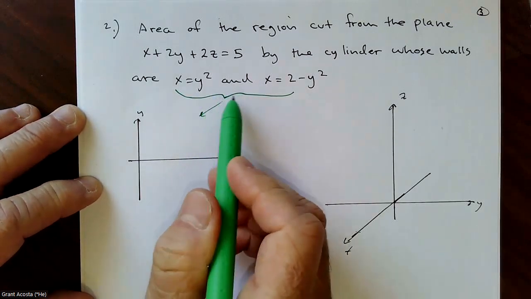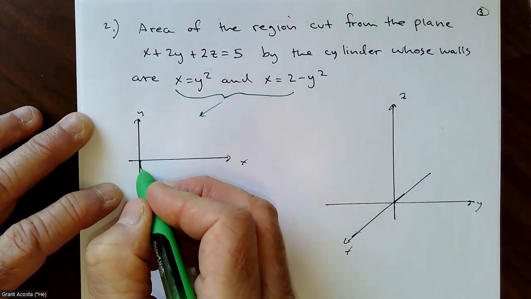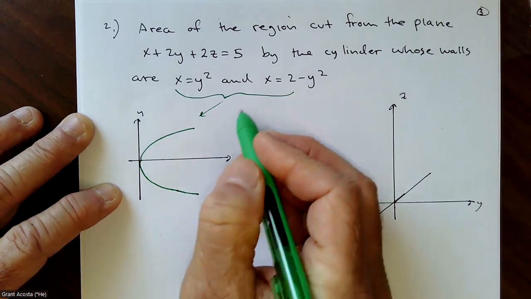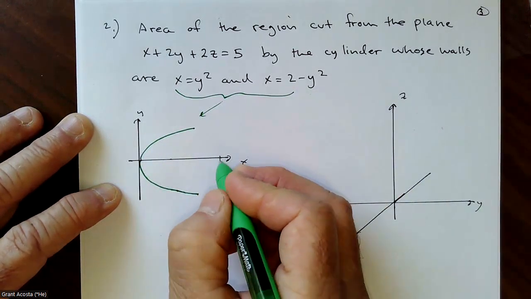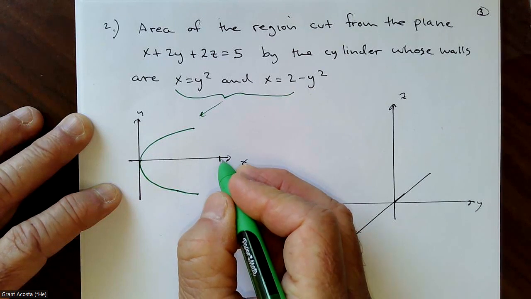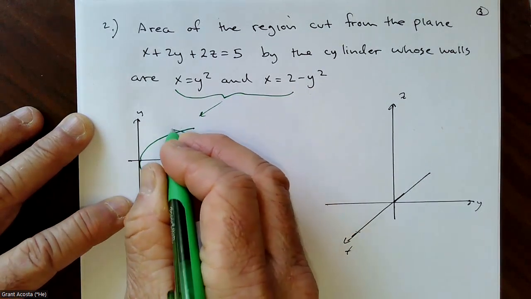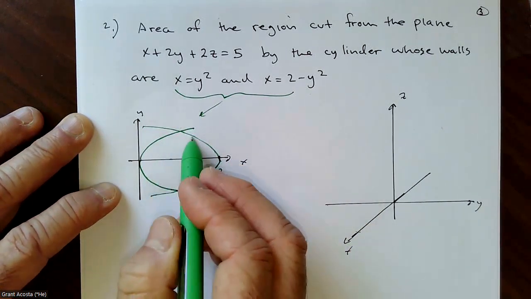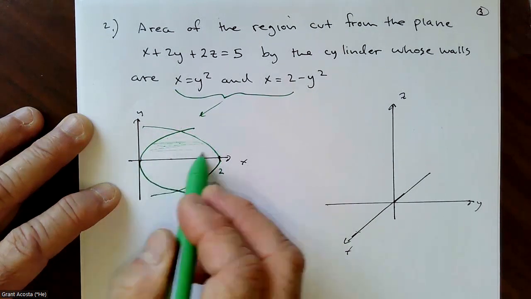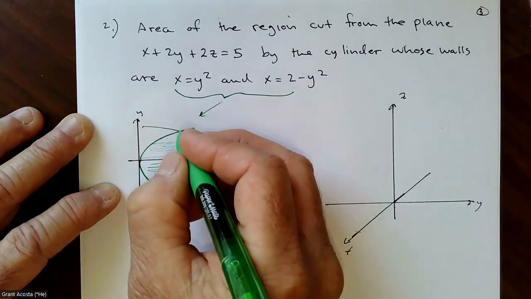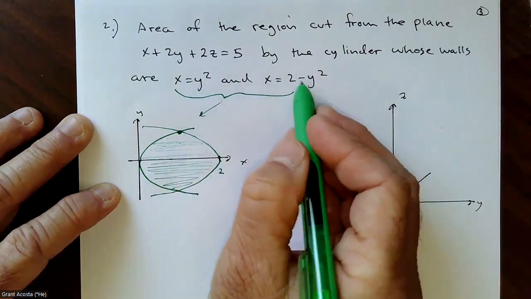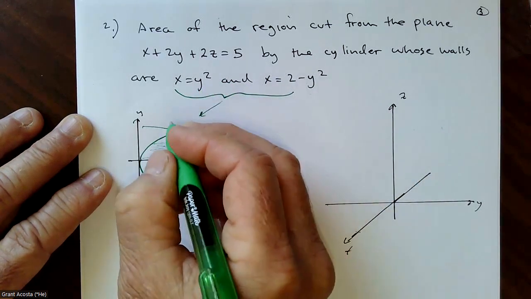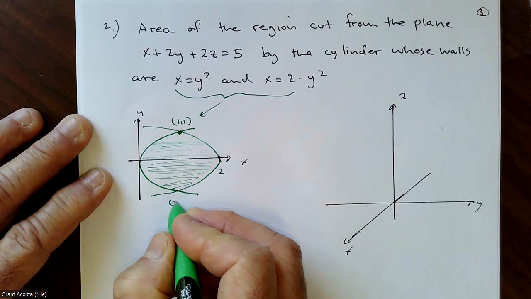Let's draw just the walls first. X equals y squared would be a parabola going to the right. And x equals 2 minus y squared would be a parabola starting 2 units on the x-axis going backwards. So that's going to look like this. There is a region enclosed here. Just by inspection, I can see that if y is 1, x is going to be 1 in both cases. So this point is (1, 1). This point is (negative 1, 1).